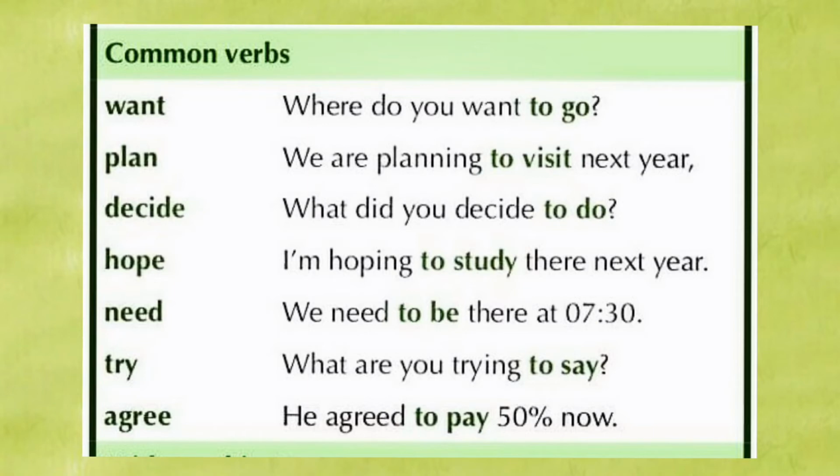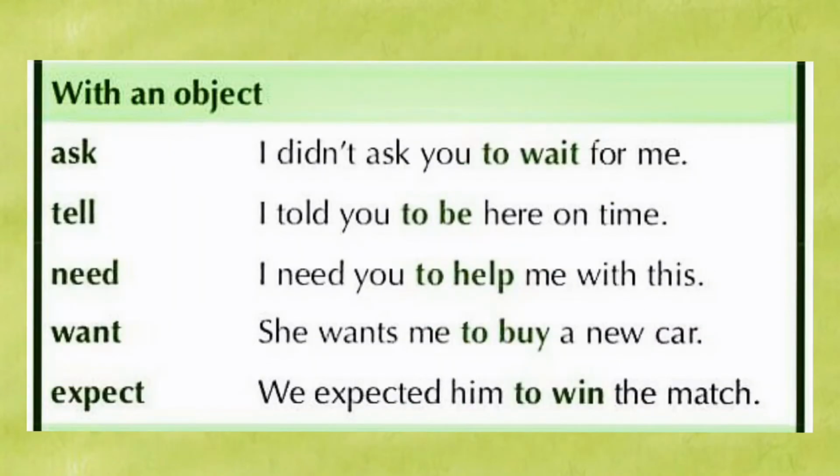So we have to look for the main verbs. So after the main verbs want, plan, decide, hope, need, try, agree comes the infinitive. That is only the infinitive, that is, to plus verb form. Now let's see how the infinitives are used after an object.